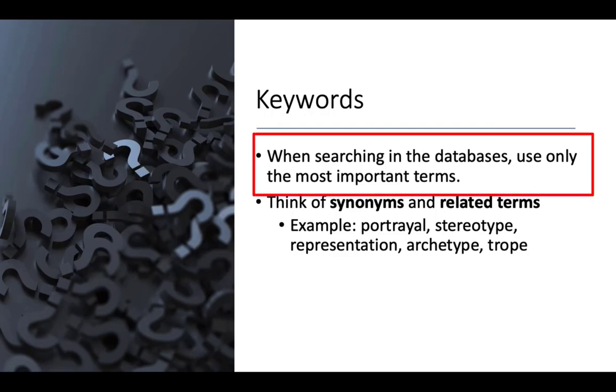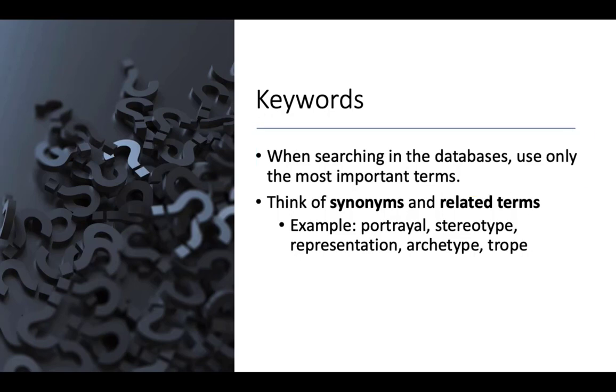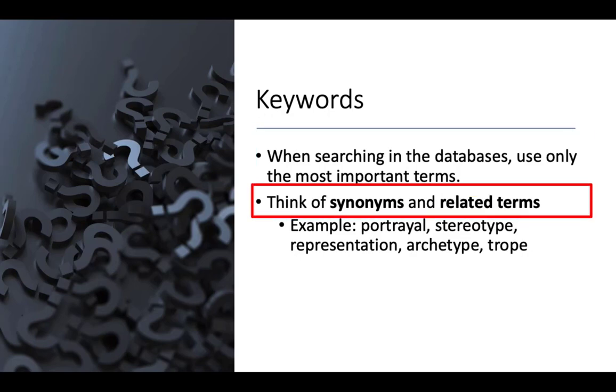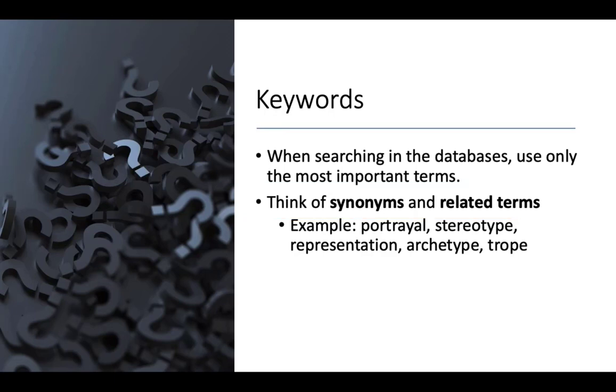When searching in the library databases, use only the most important terms. You do not need to use full questions or filler words. Think of synonyms and related terms. Using keywords while searching is like trying to match the words you use with the words used by the authors of articles or books. If you can't find what you're looking for, try using a synonym of your term. For example, words that mean the same thing or something similar to representation are portrayal, stereotype, archetype, and trope.